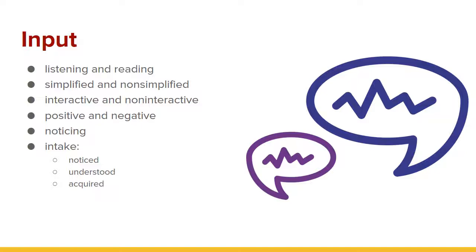Another important part of input is noticing. So noticing is the idea that a learner, instead of focusing on the meaning of language, stops and starts focusing on the forms and the structures. And they pay better attention to, oh, here are some specific words or phrases or grammatical structures. Noticing is an important part of using input to bring it closer to acquisition, as we talked about with that monitor hypothesis.